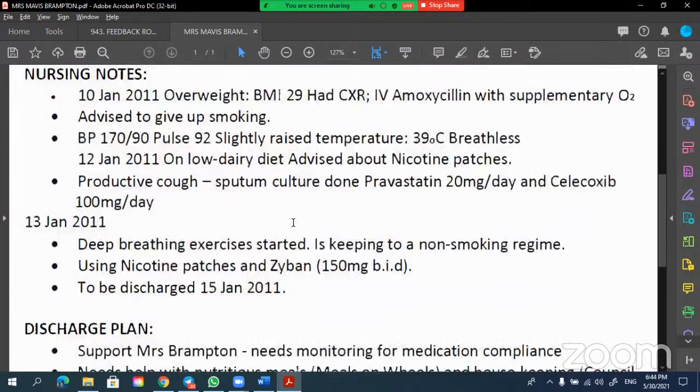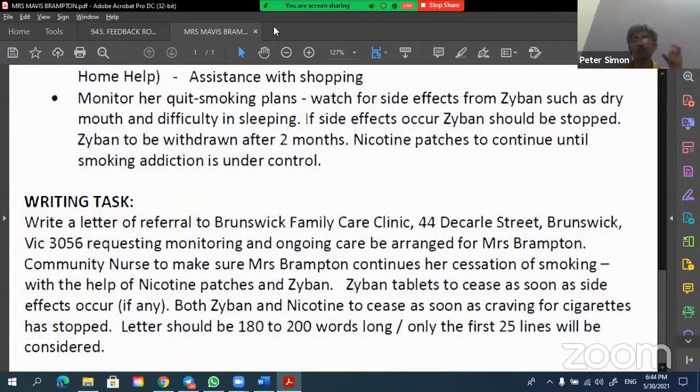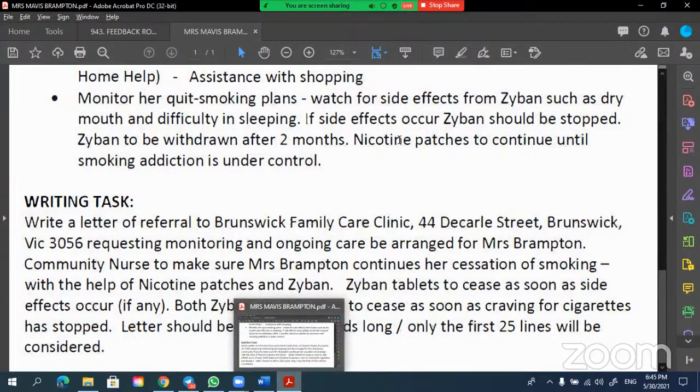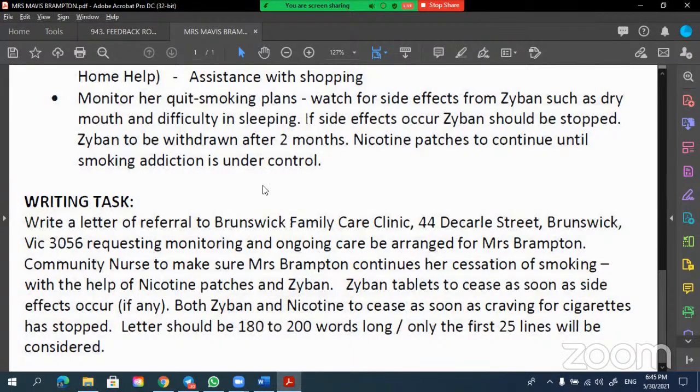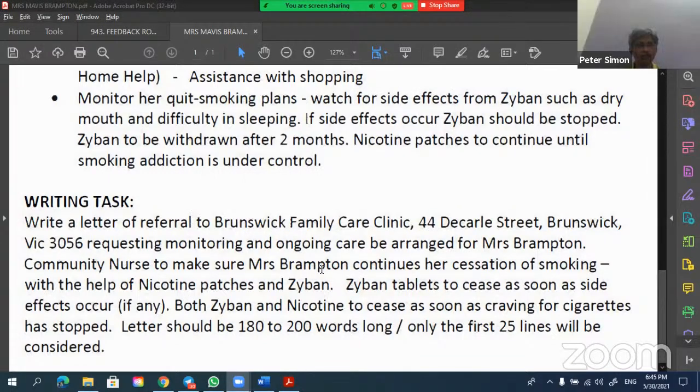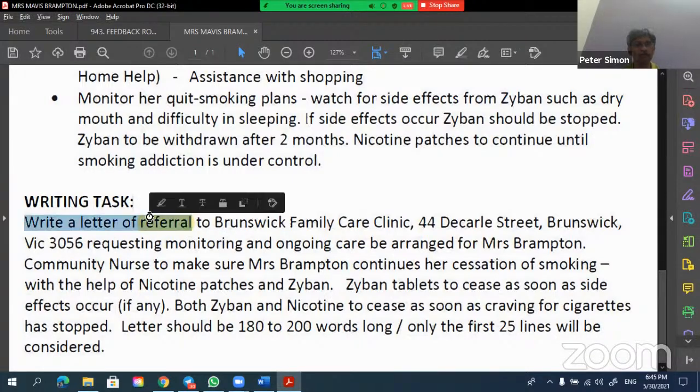Right. Now this is the address. All of you notice how I am showing you. The same manner it will go. Now here, write a letter of referral. So this is a referral letter. So the word referral must be there in your letter. So you are supposed to write a referral letter. That's very clear. The patient is being discharged, but it is a letter of referral.